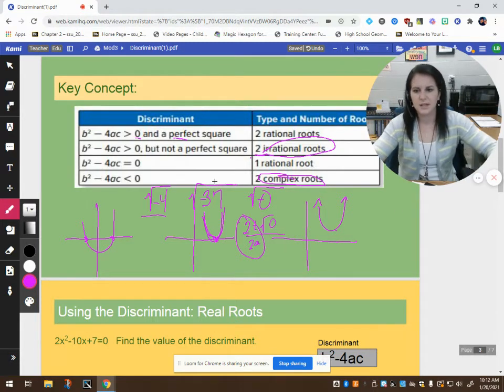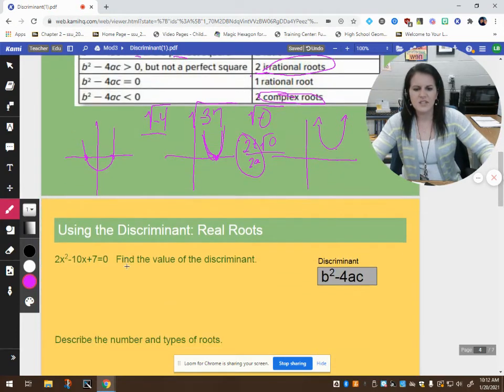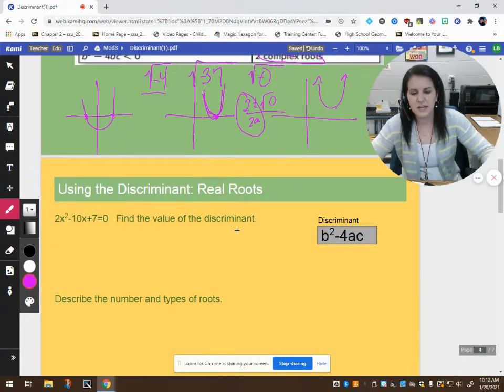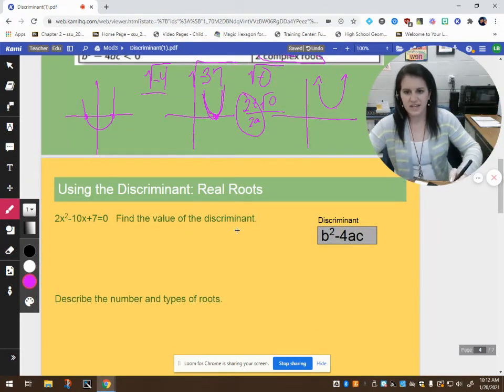Okay, so I tried to explain that quickly. But now let's actually do some problems, and hopefully it'll make a little bit more sense if that didn't.